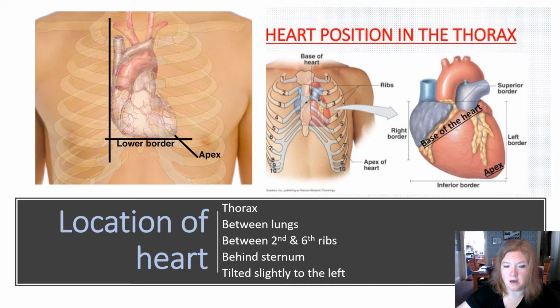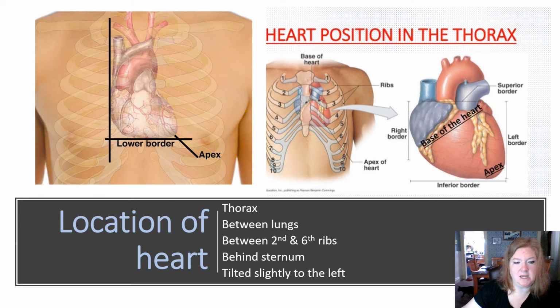So where is the heart? Well, it is in your thorax, in your chest. It is between your lungs. It is officially between the second and the sixth rib, the bulk of the heart. There are vessels coming out of the heart that will go up higher than the second rib. It is behind the sternum right here. It's your heart protector. And it is tilted slightly to the left.